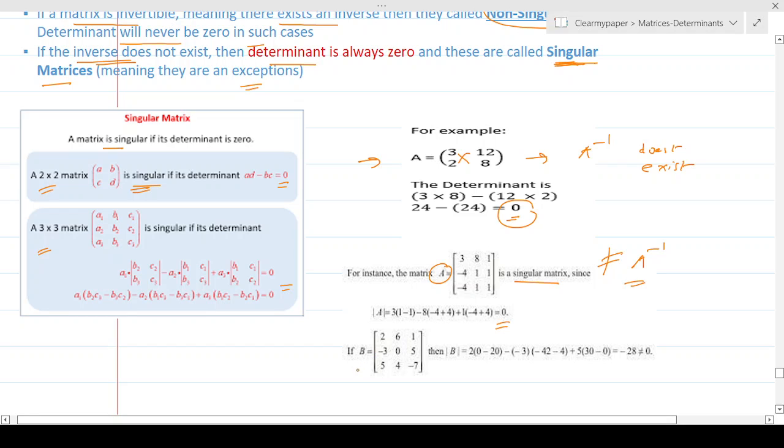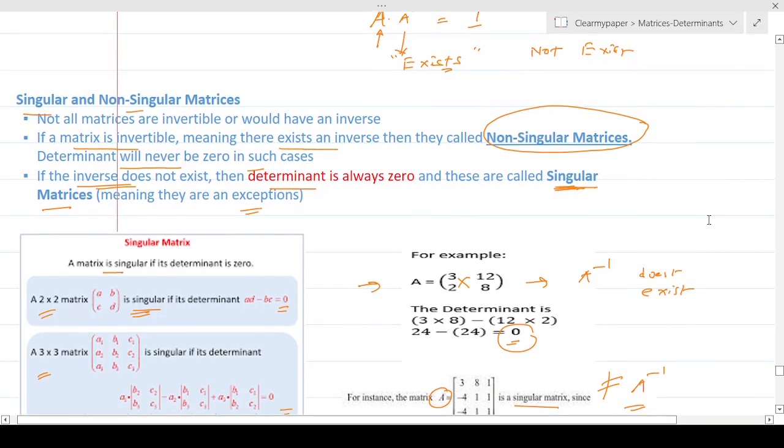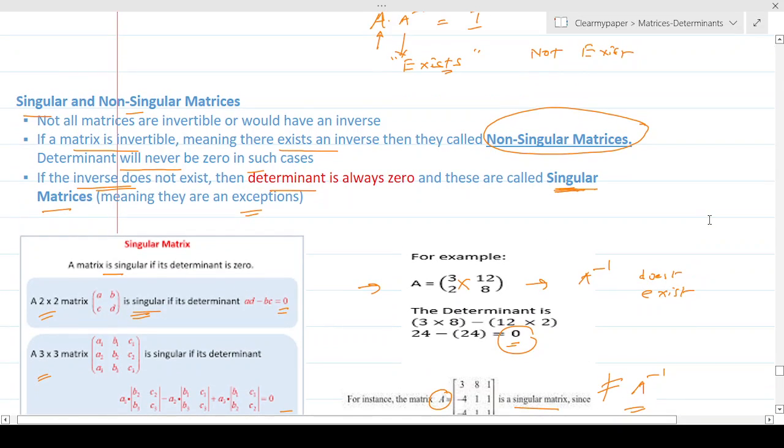Whereas if you take this matrix B, the determinant is not 0. It's negative, but it's not 0. That means B inverse exists. So that's all it matters, whether the determinant is 0 or not, or whether the matrix is invertible or not. Either way, if you find the determinant, you can prove one way or the other what's happening. And that's a quick wrap up on singular versus non-singular matrices. Thank you.